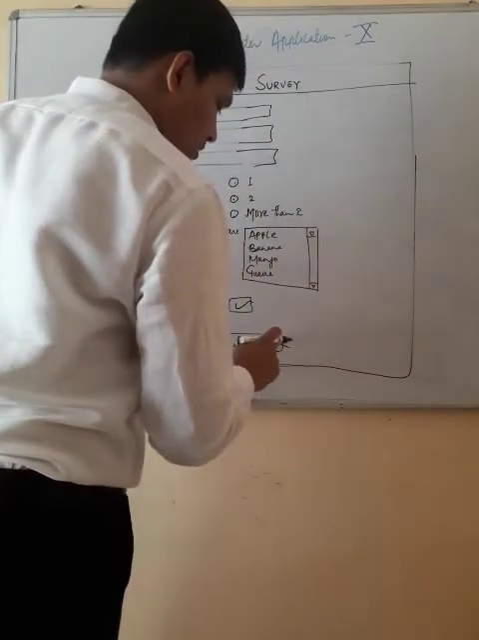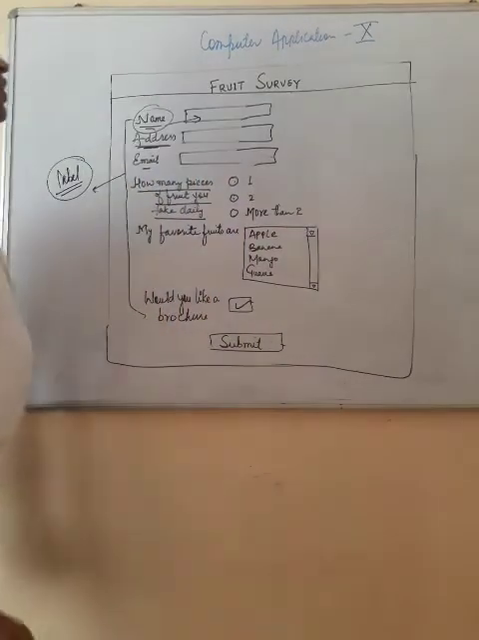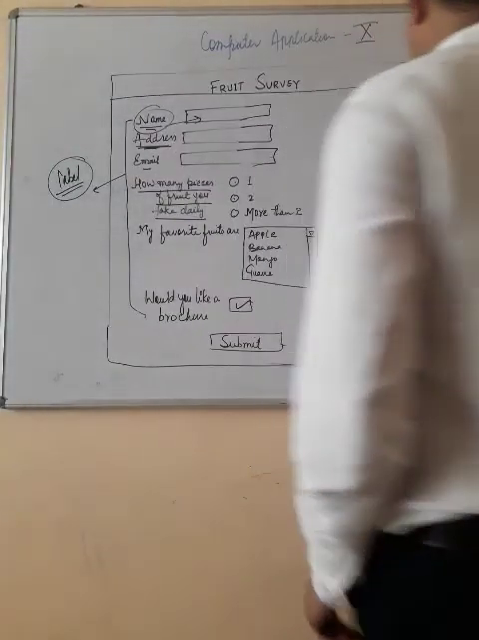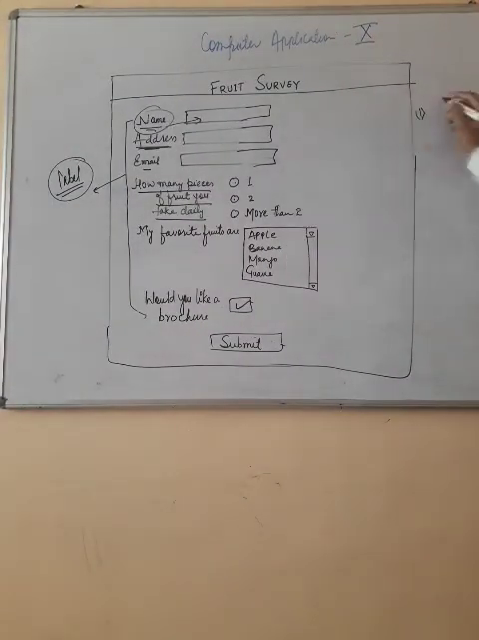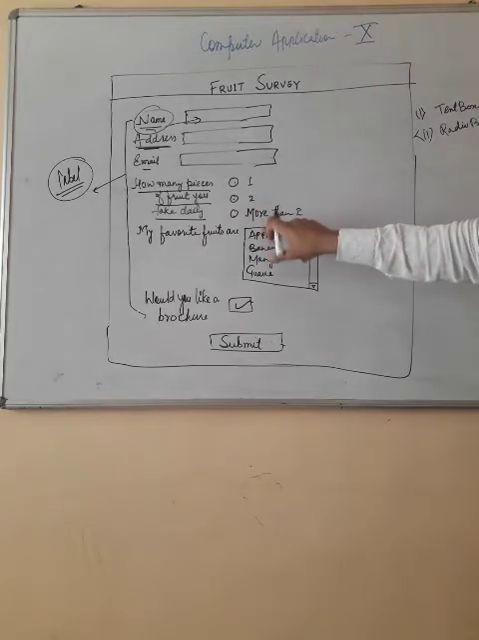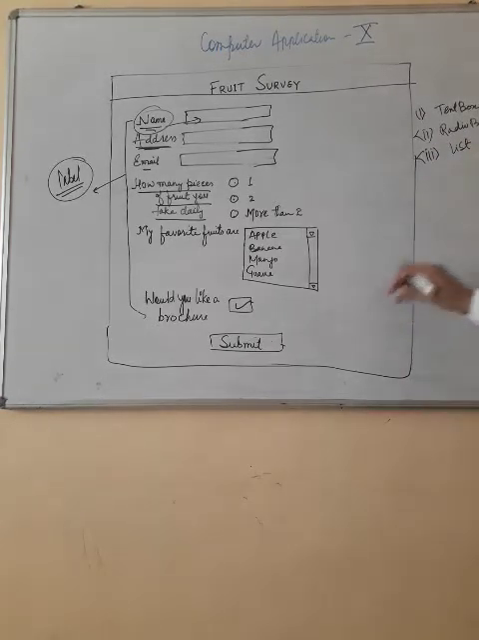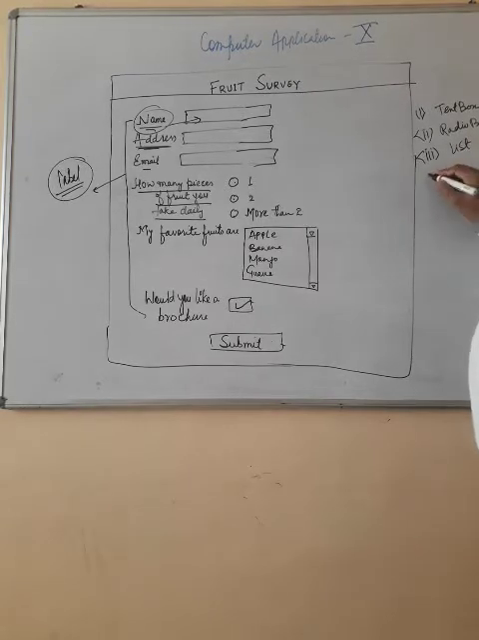Actually, this is a simple form, my dear students. In the form I use different types of things. The first thing I used in the form is a text box. The second thing is the radio button. Here the options 1, 2, 3 are radio buttons. The next thing I have used is the select list. And the fourth thing that I have used here is a checkbox.